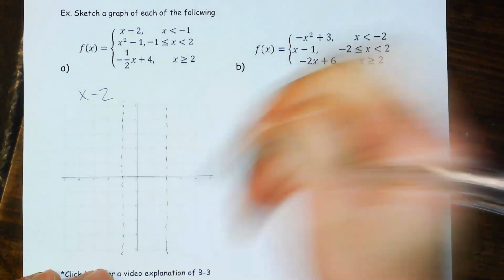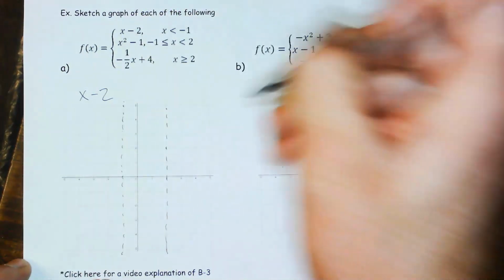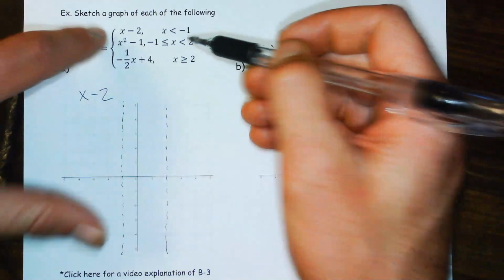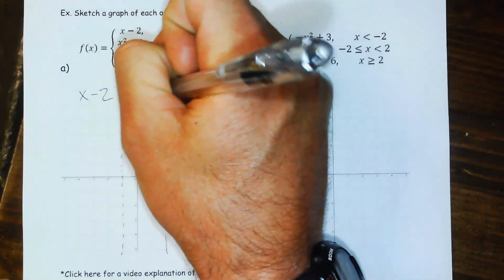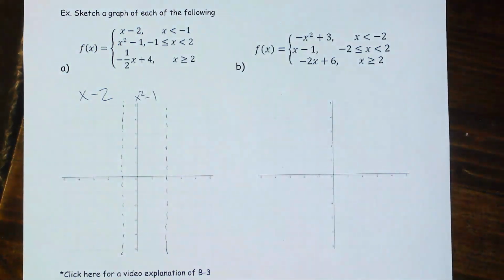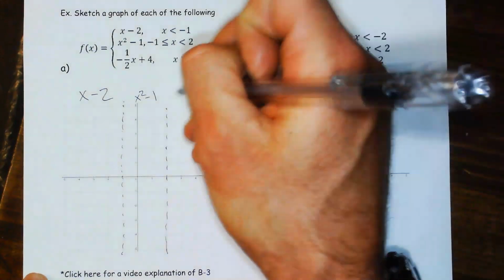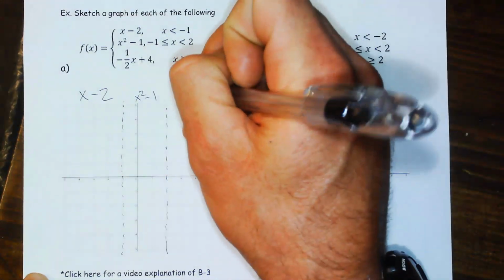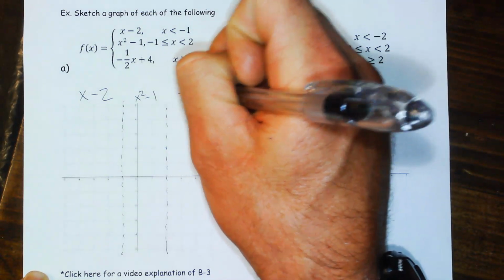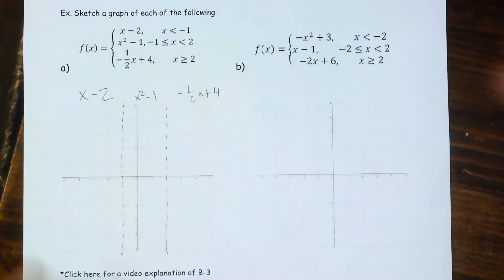Between -1 and +2, that's my other section, I'm going to graph the line y equals x squared minus 1. So that's going to be graphed there. And then the last one is only going to be graphed to the right of the line x equals 2, -1/2 x plus 4. All right, so this is how it goes.